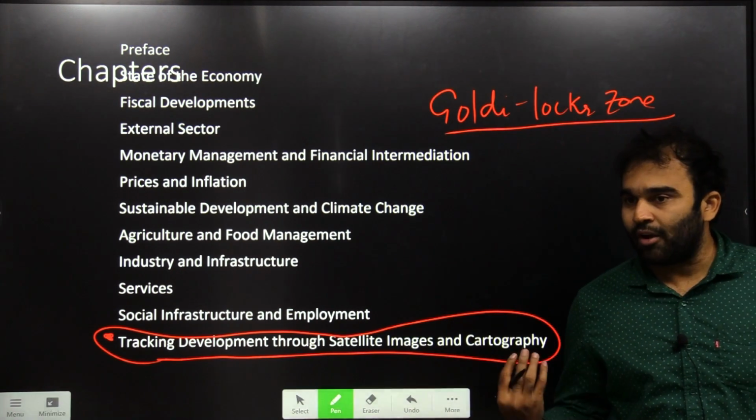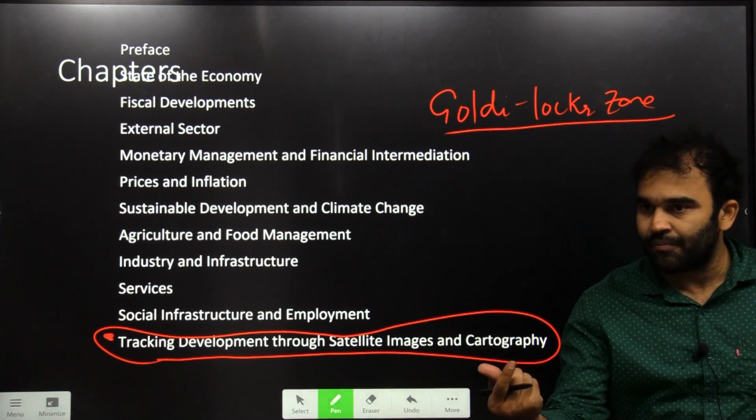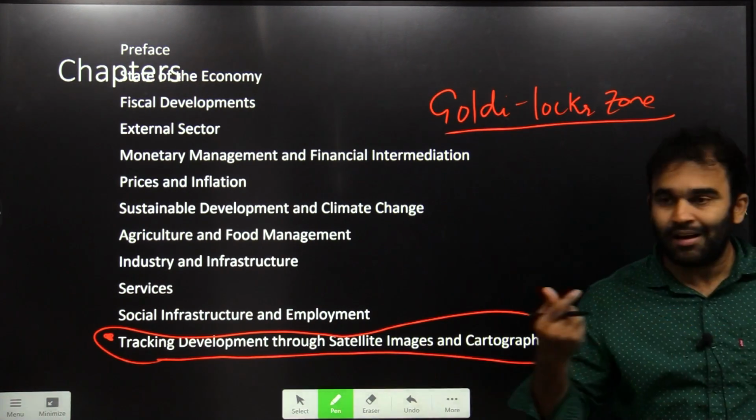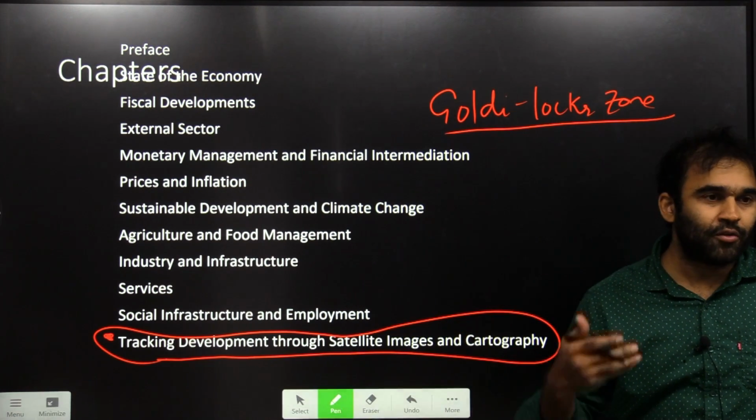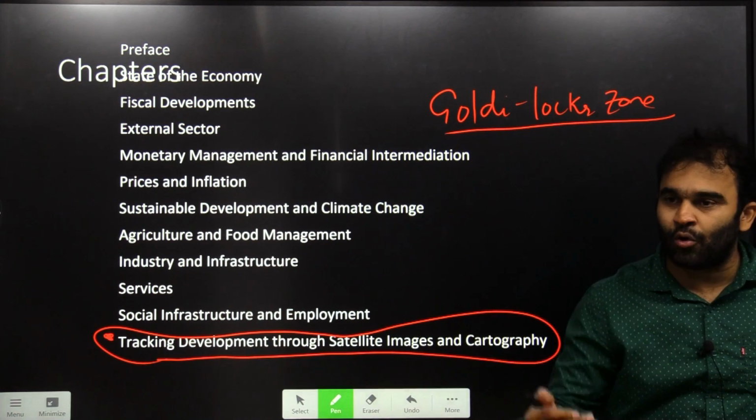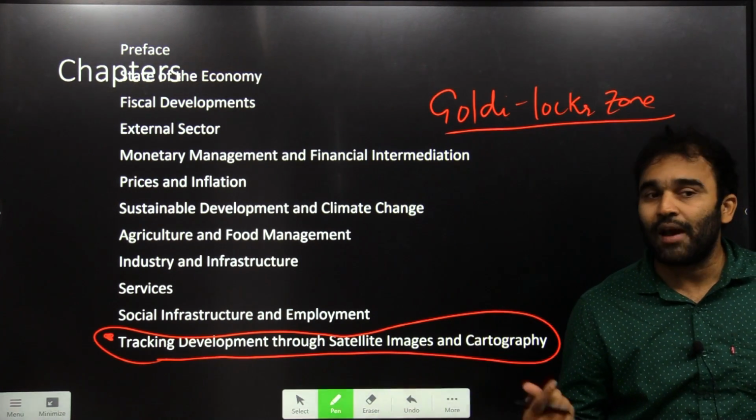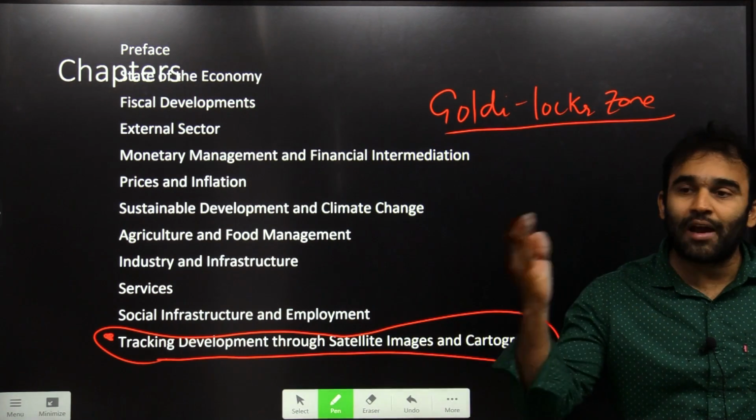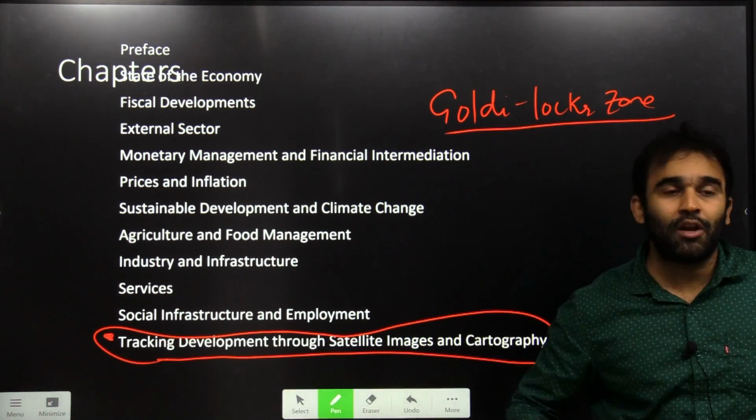When you adopt it to economy, a Goldilocks zone can be for inflation. A Goldilocks zone can be for the value of a rupee. What do you mean by Goldilocks zone? Inflation is neither high nor low, it is at the correct level for the economy to continue to grow. Likewise, value of a rupee, it is neither overvalued nor undervalued. So the rupee is in a Goldilocks zone.